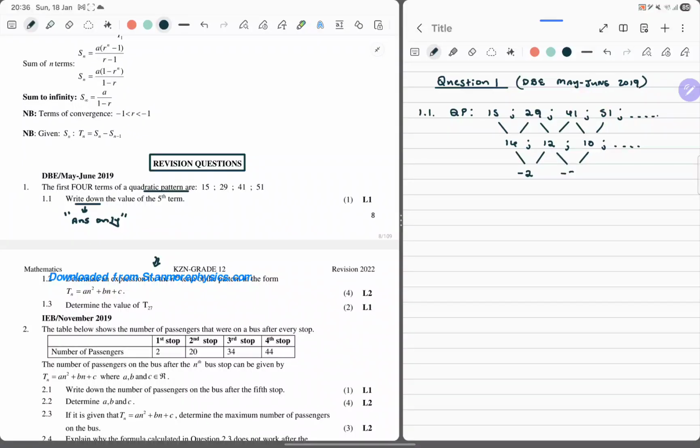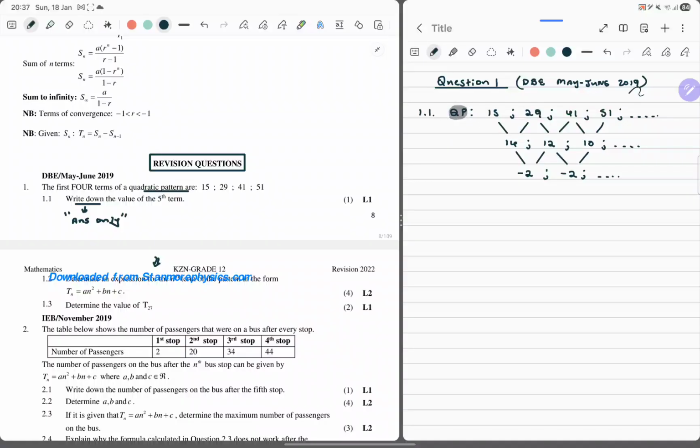10 minus 12 is minus 2. And we can see that this is constant. Since we were told that this is a quadratic pattern, we don't even need to expand more to see that indeed the second difference is constant. We just have to believe it. Even if there was just one second difference, since we are told clearly that this is a quadratic, we don't need to prove it.